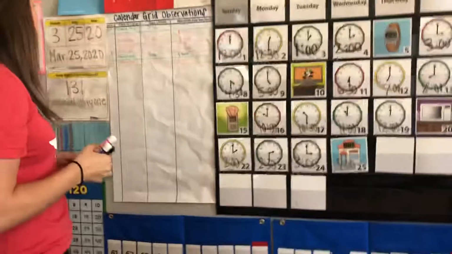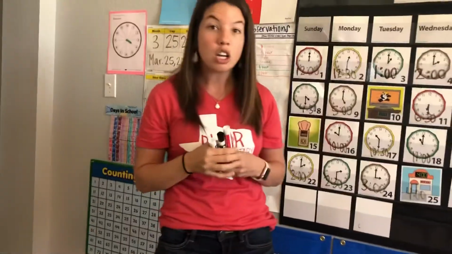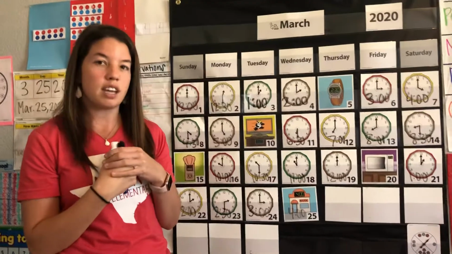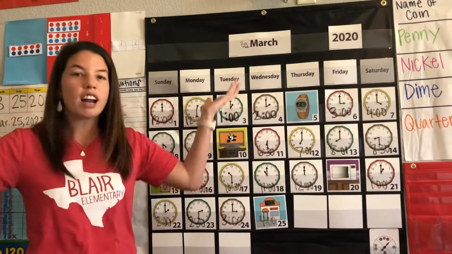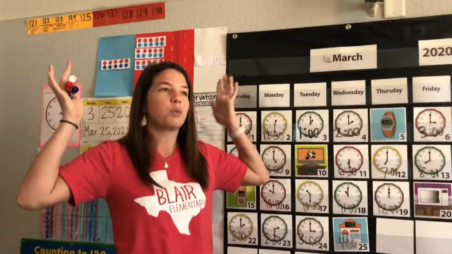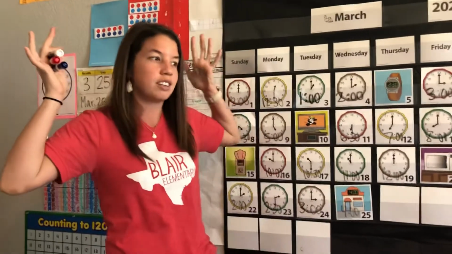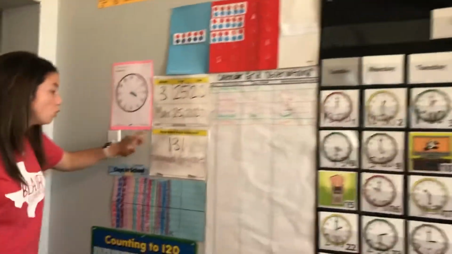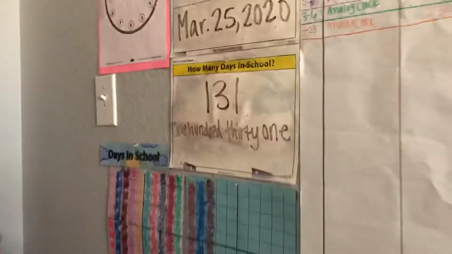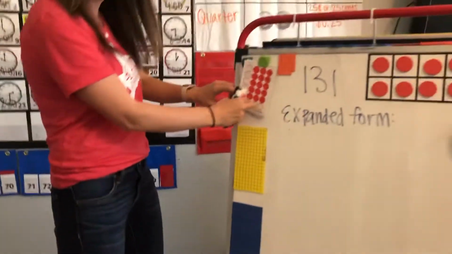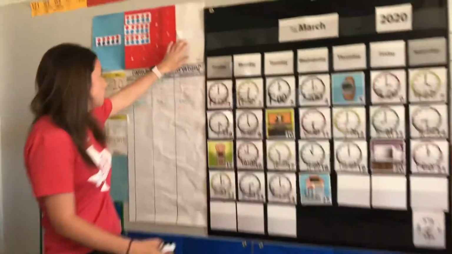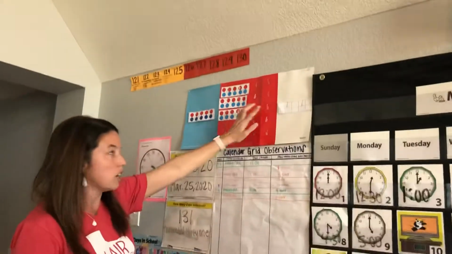All right, so yesterday we were in school for 130 days. How many days have we been in school today? When you know, I want you to shout it out. Everybody knows what comes after 130. I know you do. That's right. We've been in school for 131 days. So I'm going to add a dot. Because remember yesterday we filled up an entire tens frame, so we moved it over here. So now we're going to start a new one.